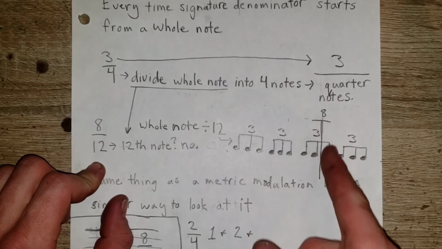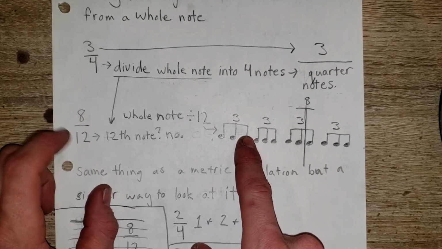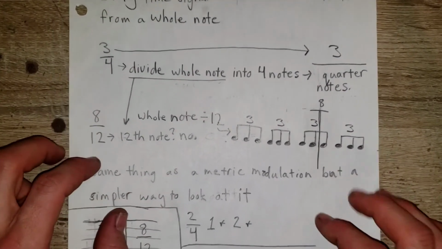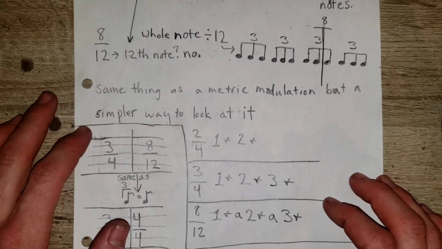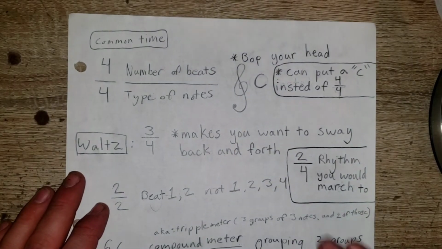But you are going to get 8 of those 12 notes. 8 of your 12 notes is 8/12. Don't worry if that doesn't make that much sense to you. It's a little confusing. The more you see that, the more it's going to make sense. So let's go back to this.